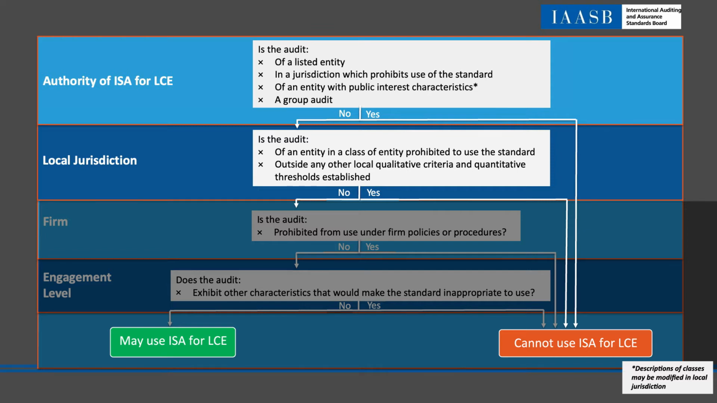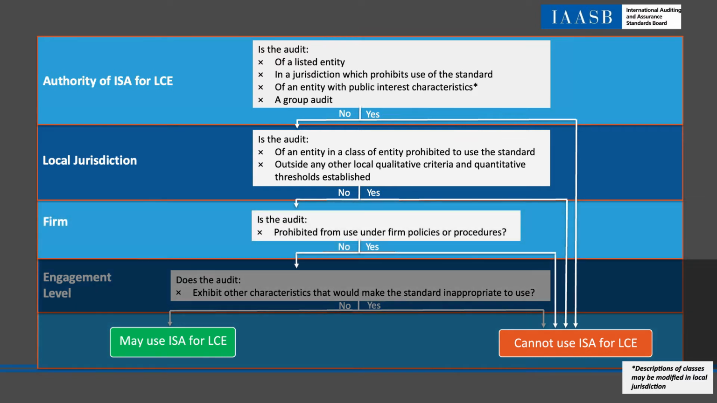Firms should be creating their own policies and procedures for use of the standard. For example, the firm may want to further restrict use of the standard because of a certain risk profile of its clients. However, firms cannot override prohibitions within the standard or further restrictions set by local jurisdictions.